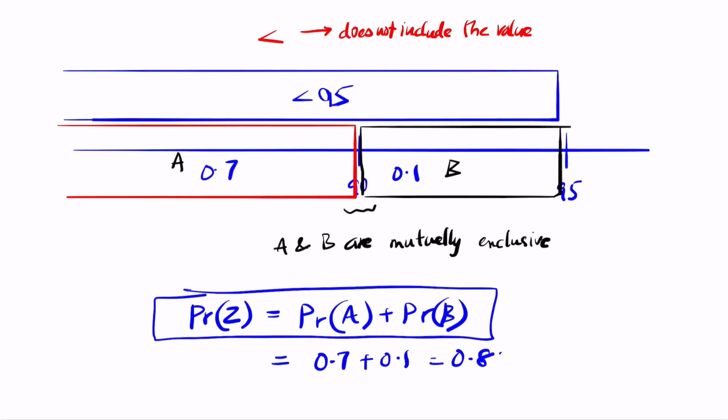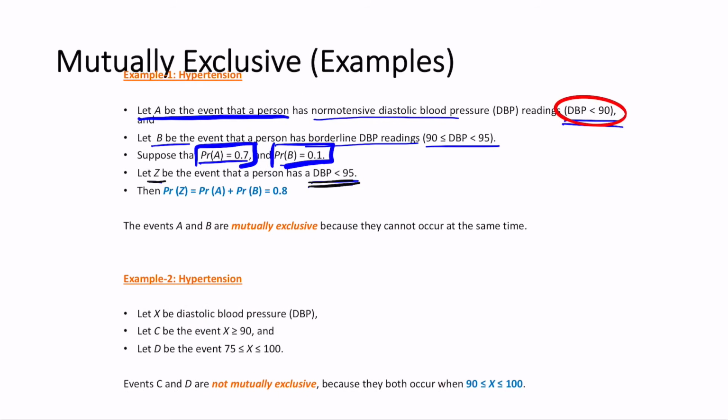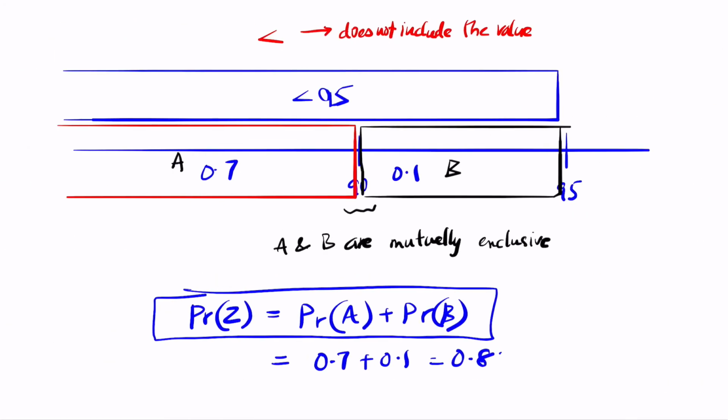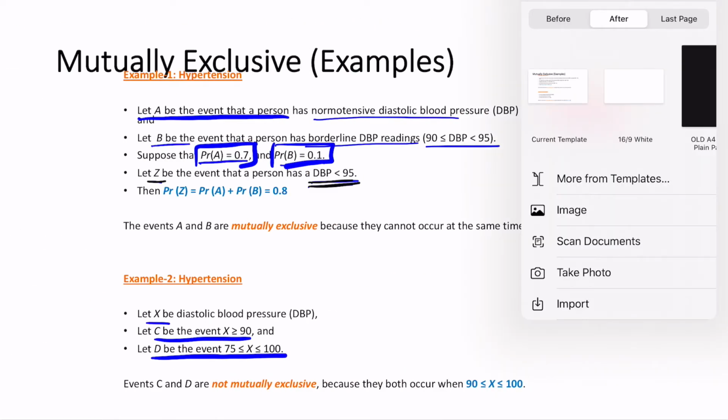Right? So let's take the second example. Let X be the diastolic blood pressure and C is the event where X is greater than or equal to 90 and D be the event where you have 75 to 100. So let's try the example again. Let's say this is the number line and on this you write down the values that they have given: 75, 90 and 100.